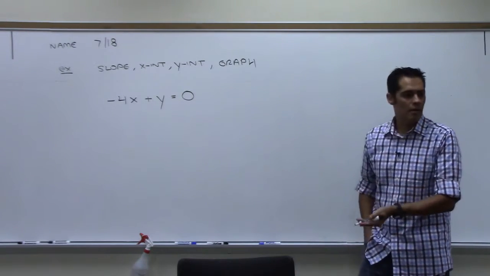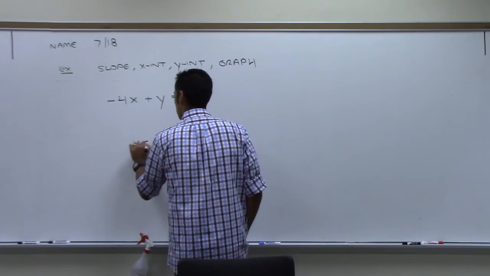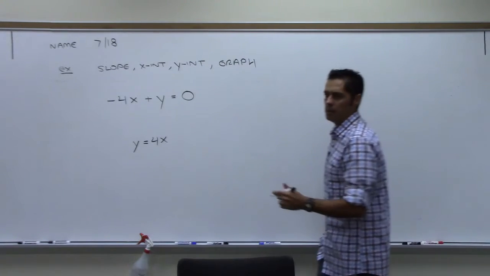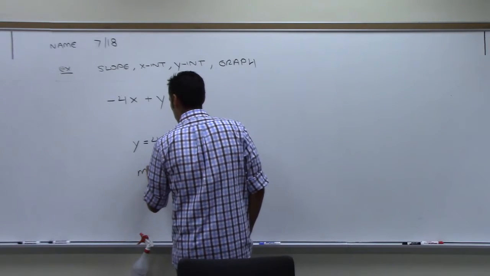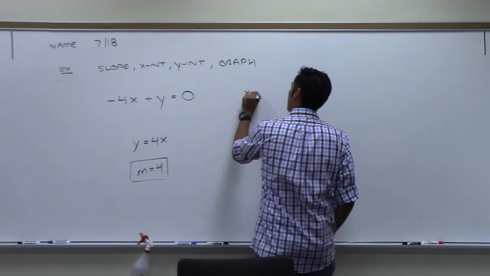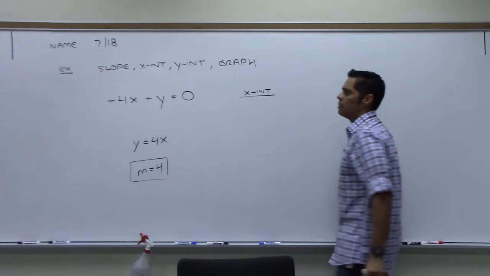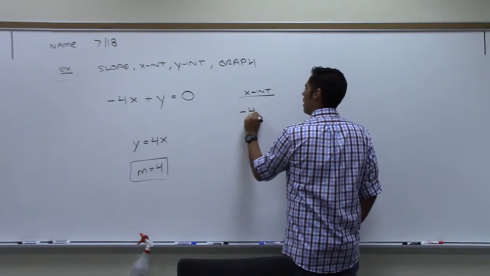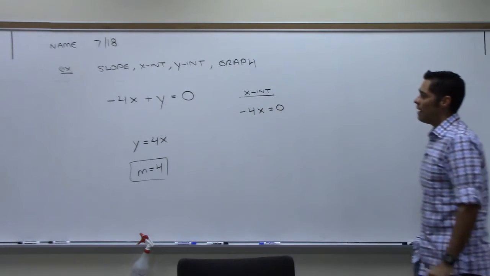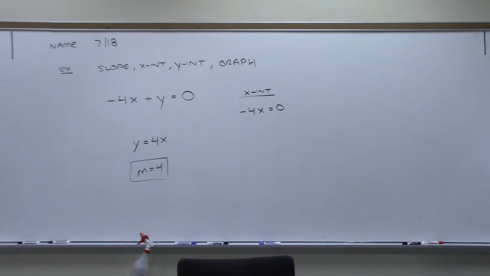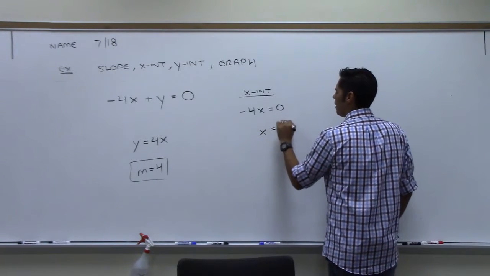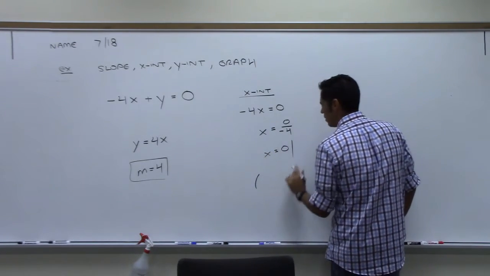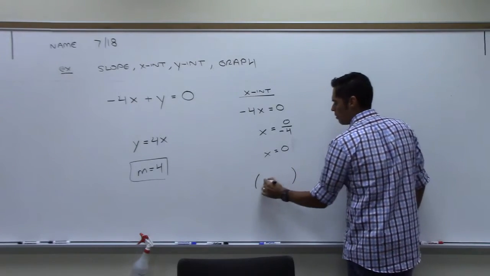So for slope, you solve for y, right? And you get y equals 4x. So the slope would be 4. Okay, how about the x-intercept? You set y to 0, and that would give you negative 4x equals 0. And you divide both sides by negative 4, and you get, what is that? What's 0 divided by negative 4? 0. So as a point, it would be the point what? The origin, 0, 0.